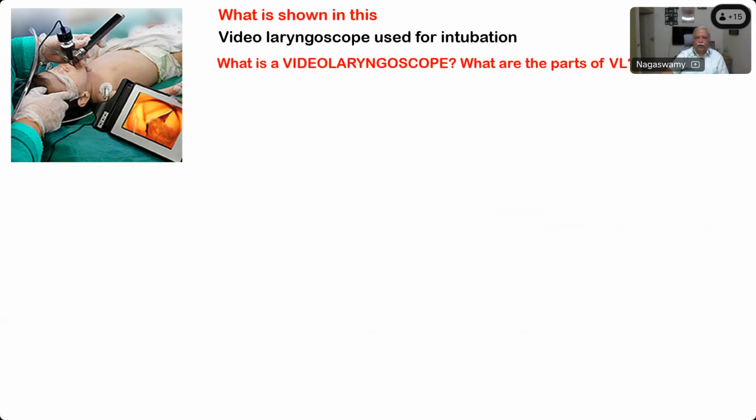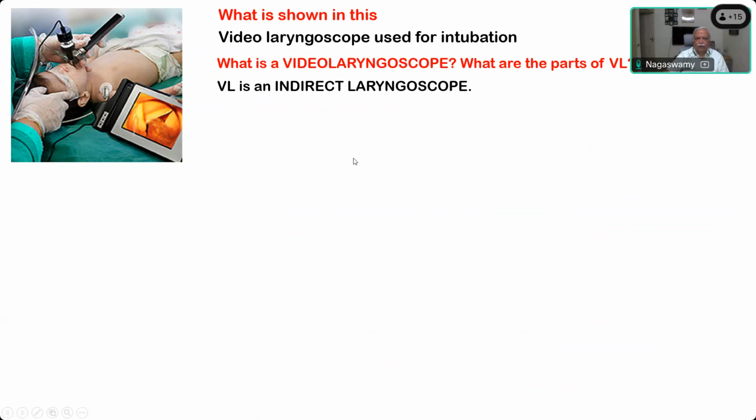Direct, sir. Direct means you are looking directly. The Macintosh laryngoscope is very direct, where you bend down and look at the vocal cord directly yourself, visualizing the vocal cords. This is indirect. See, you are not looking into the throat at all. You are looking at the monitor, isn't it? So video laryngoscope is an indirect laryngoscope.